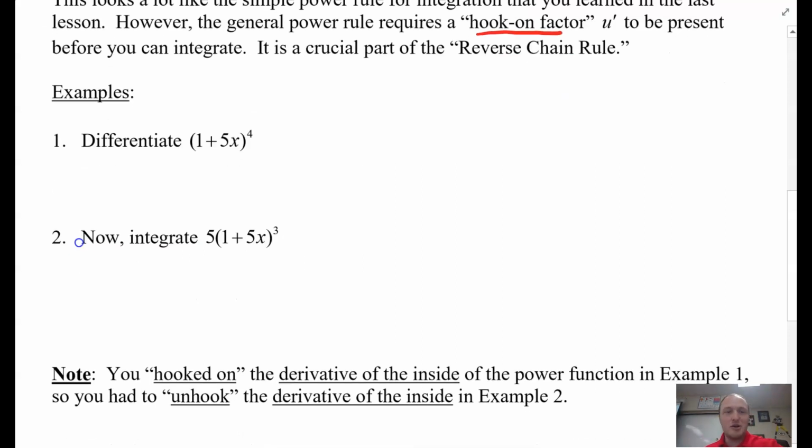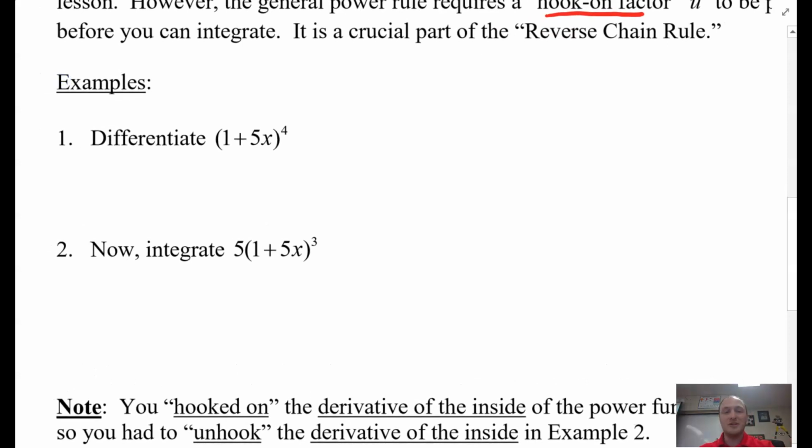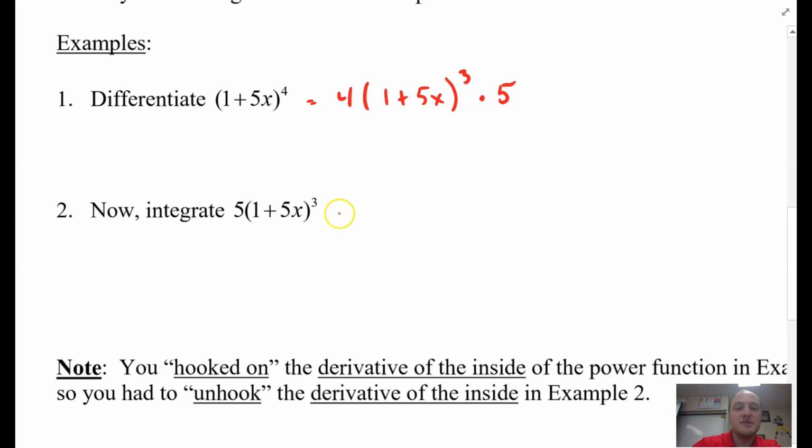So let's start out with our prior knowledge here. If I want to differentiate (1 plus 5x) to the power of 4, that's going to be 4 times (1 plus 5x) to the power of 3. But notice I have a value on the inside, 1 plus 5x. I can differentiate that, so I'm going to multiply by the derivative inside, which is 5. Note, now we want to integrate 5 times (1 plus 5x) to the power of 3.